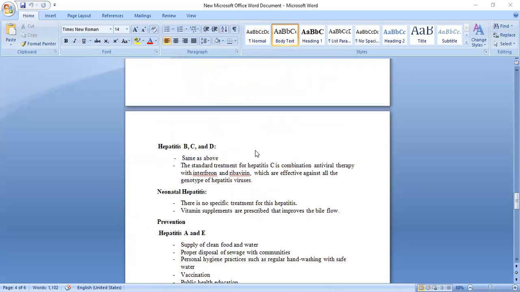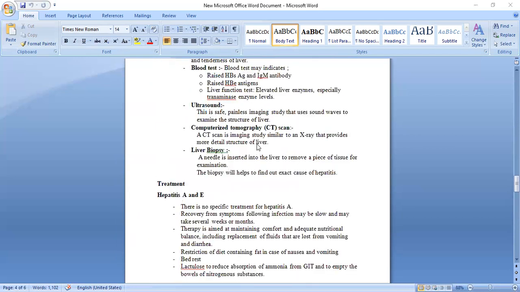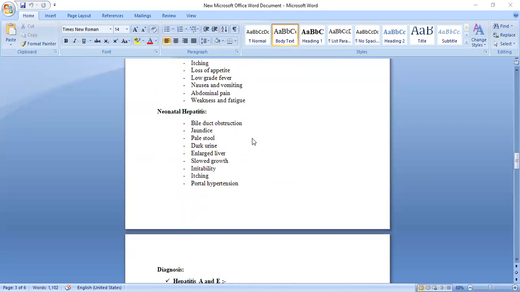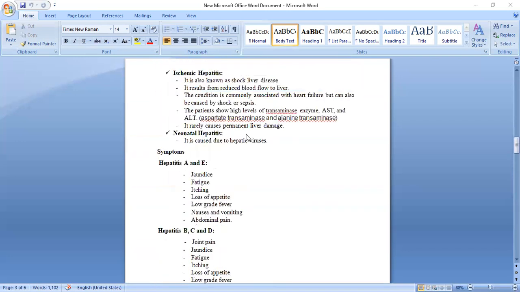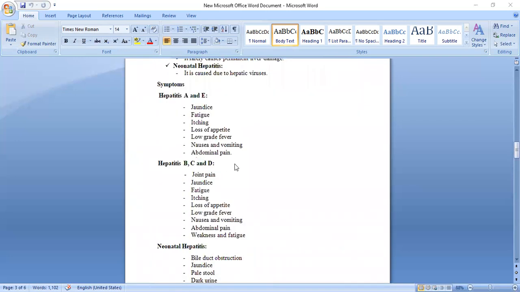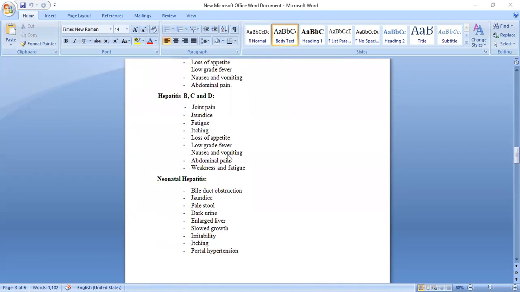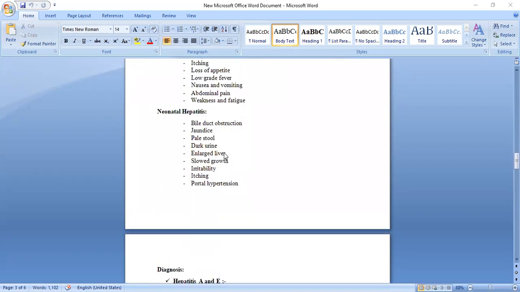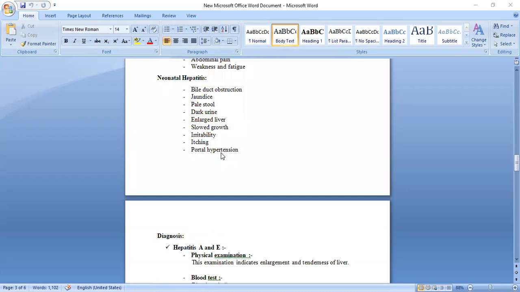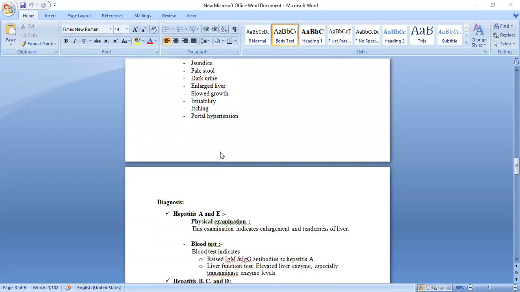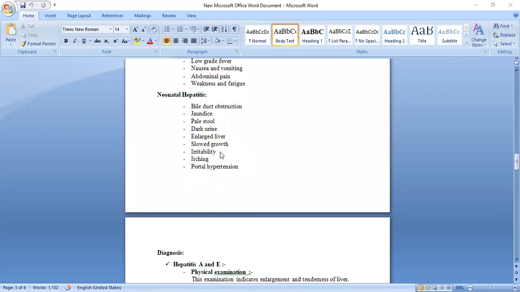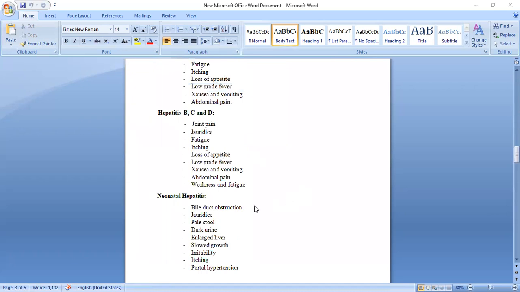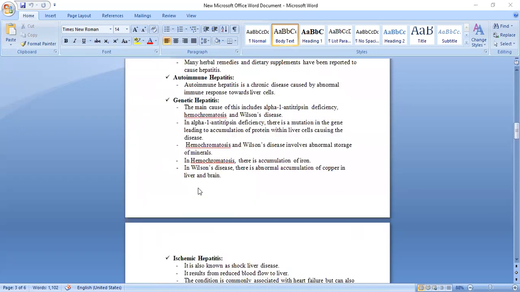Okay, so this is all about hepatitis. Understood this? All the types, and according to the types, the etiology is there. According to the types, the signs and symptoms are there, and according to that, the diagnosis, treatment, and prevention. And we also saw the risk factors. Okay, this is all about hepatitis. Now we will stop here.